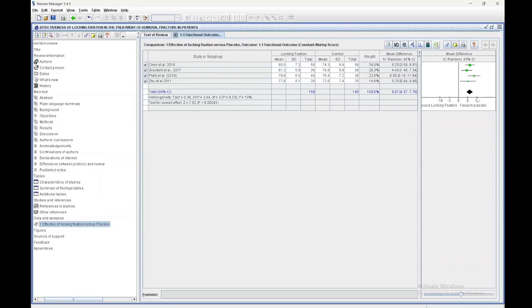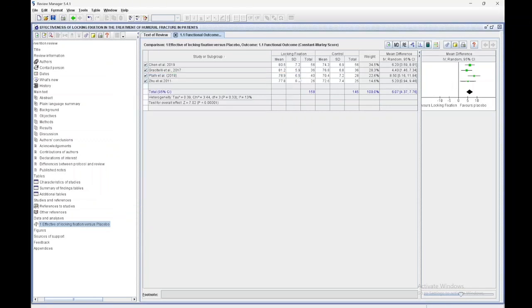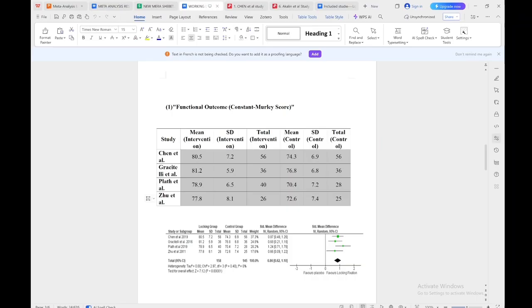Now, if I look at this particular data, this is your forest plot. This is your forest plot. The first thing you might want to do is to copy your final plot. So I'm just going to click on the forest plot, click on copy, and maybe take it to my notes.